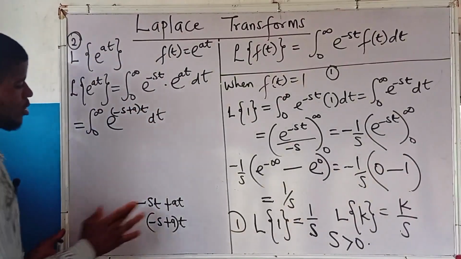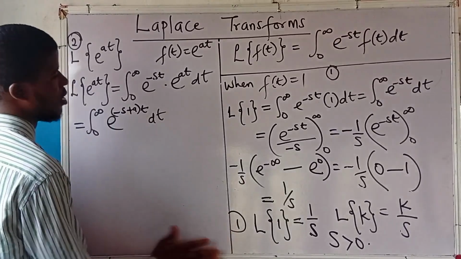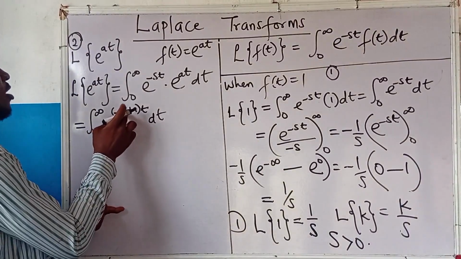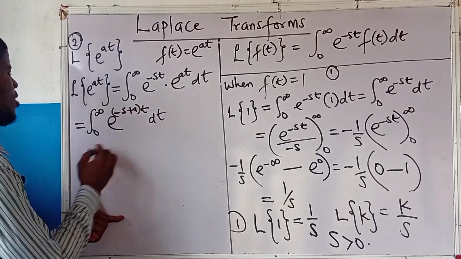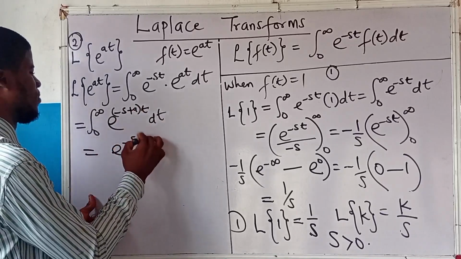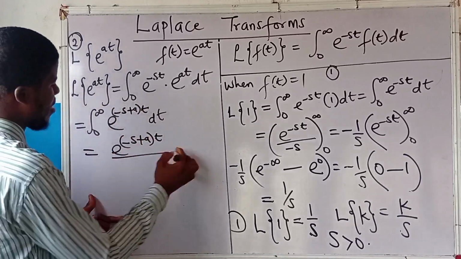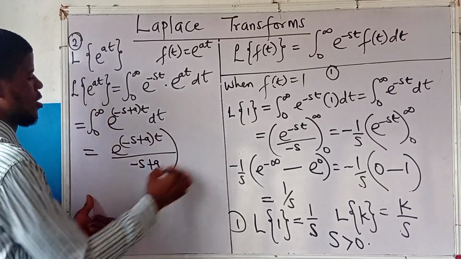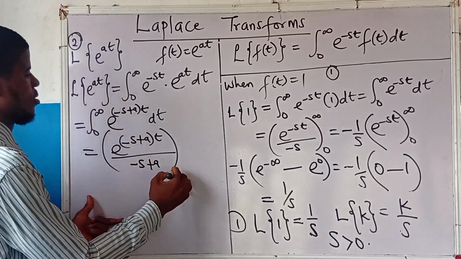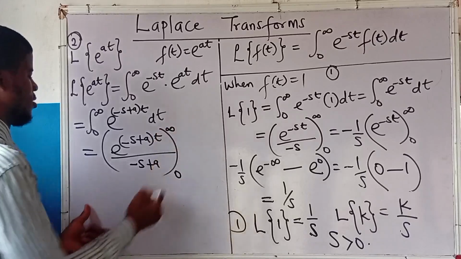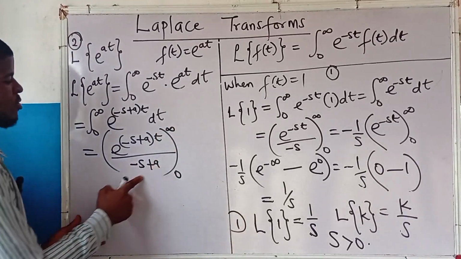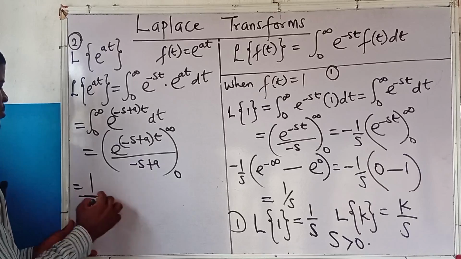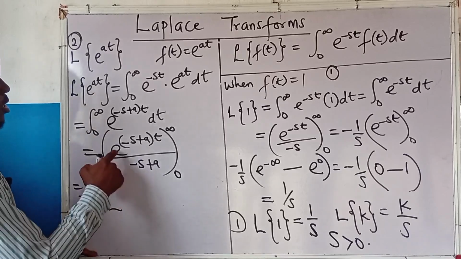Alright. Now, following the same process of integration we followed in the first case, if I integrate e to the power of minus s plus a t dt, I will get e to the power of minus s plus a into t divided by minus s plus a, which is the coefficient of t, from 0 to infinity. Now, minus s plus a is a constant, so I can bring it out. This is 1 over minus s plus a, into what is left.